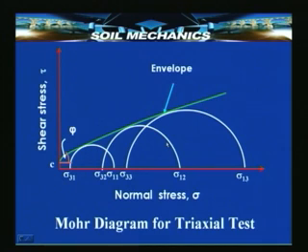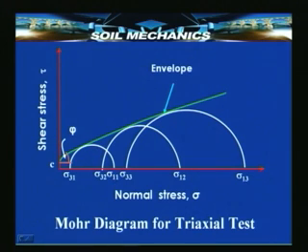So, this shows the stress conditions through a Mohr diagram which exist in a triaxial test. In a typical triaxial test, as we have seen, we will be having the minor principal stress and the major principal stress. Generally, we conduct at least 3 tests on any particular soil.